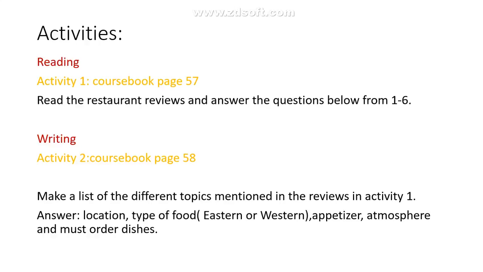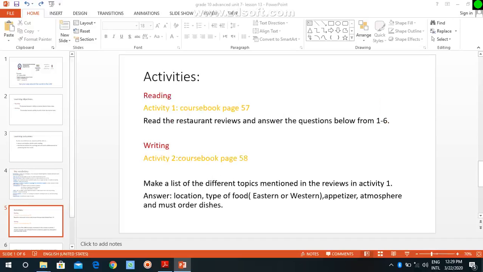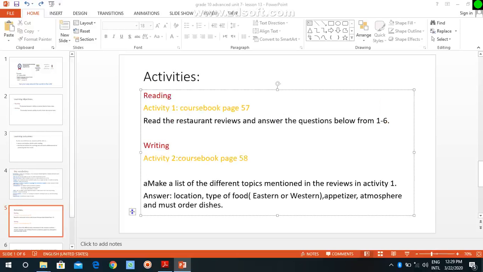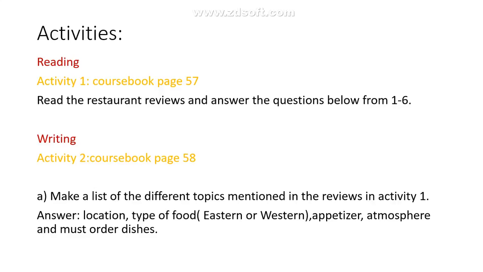The second activity, or activity 2, on course book page 58. We have 2 sections here. Section A, make a list of the different topics mentioned in the reviews in activity 1. I have answered this activity here. Of course, the topics that are mentioned in the reviews were location, type of food, whether Eastern or Western, appetizer, what is the type of appetizer in each review, each restaurant, atmosphere, and most other dishes.